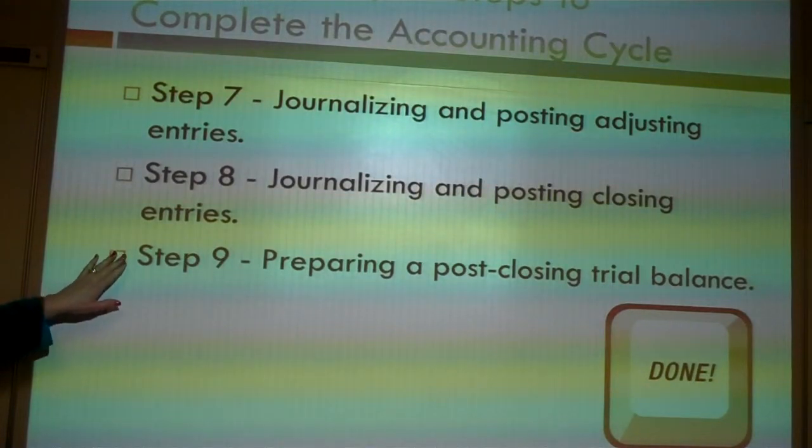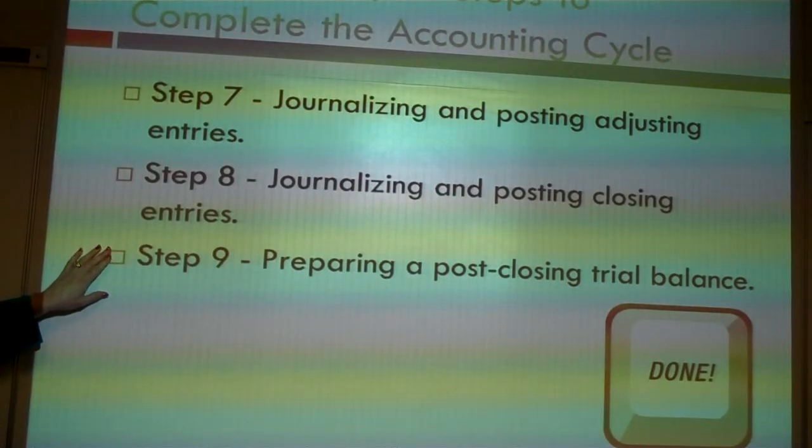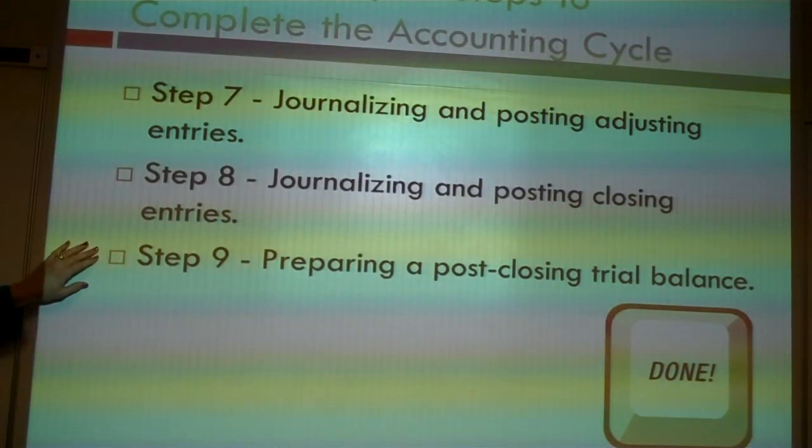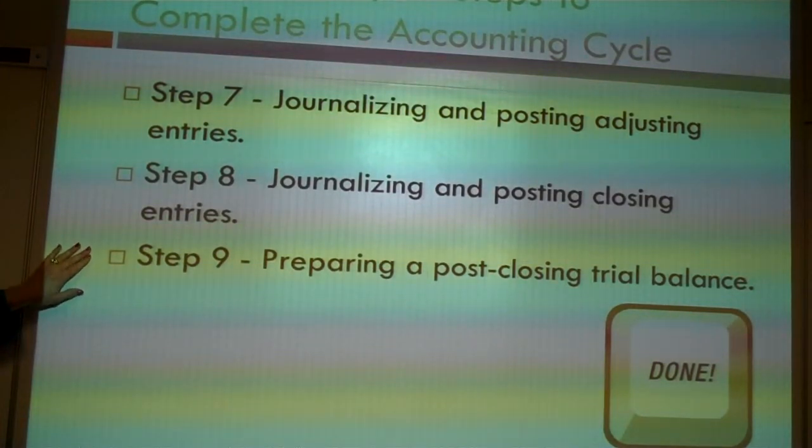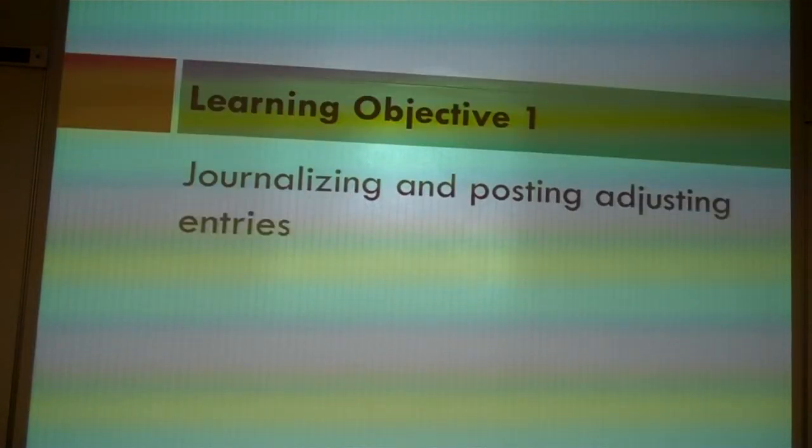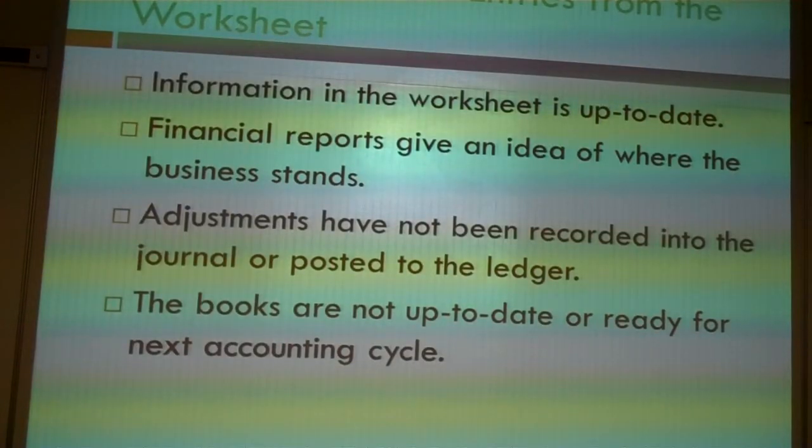Right? We just do it by month because we don't want to have 12 months worth of work. You're going to get 2 months worth of work in Sullivan, so you'll see what it looks like at the end of a cycle and then the beginning of the new cycle. So the last thing we'll do is to prepare the post-closing trial balance.